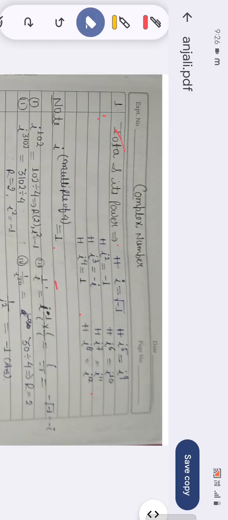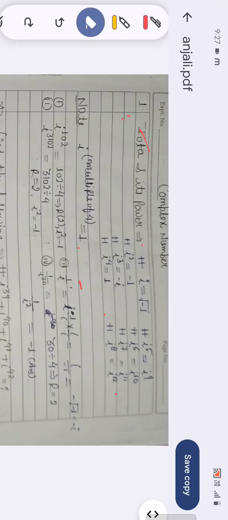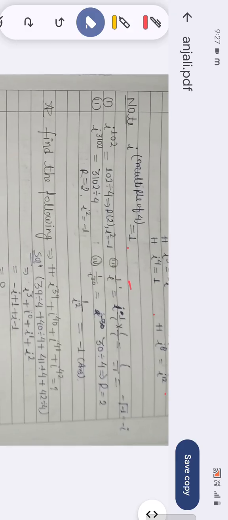I wrote a small note. Iota to the power of a multiple of 4 will always be 1. If any number comes in the power of iota and this number is a multiple of 4, the value is always 1. Is it clear? For example, iota to the power 102. What will be the value of iota to the power 102?